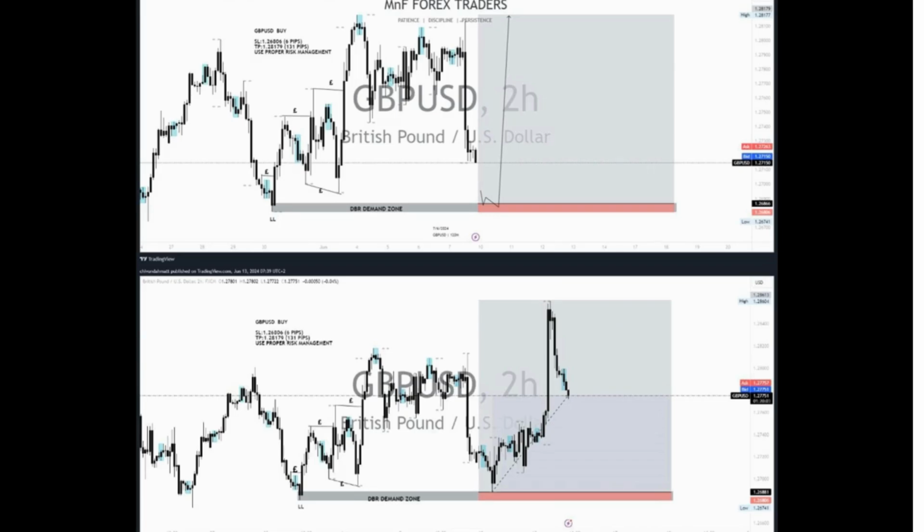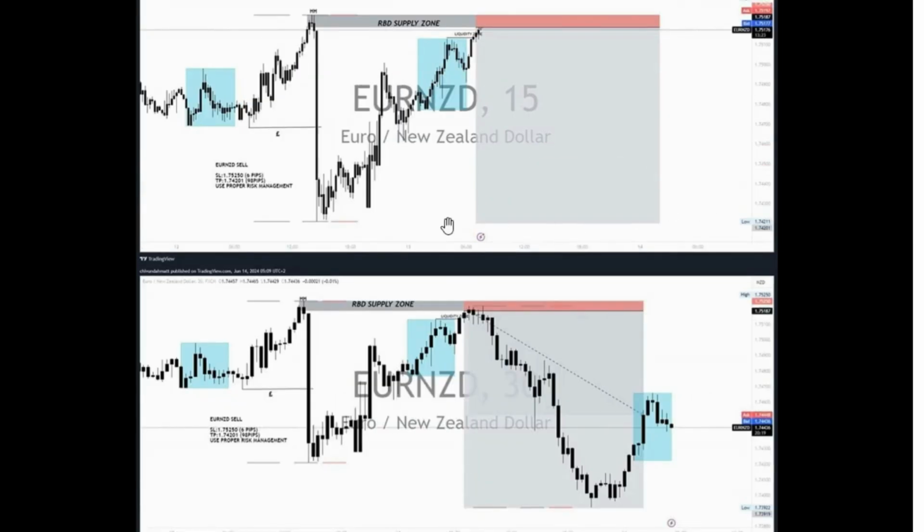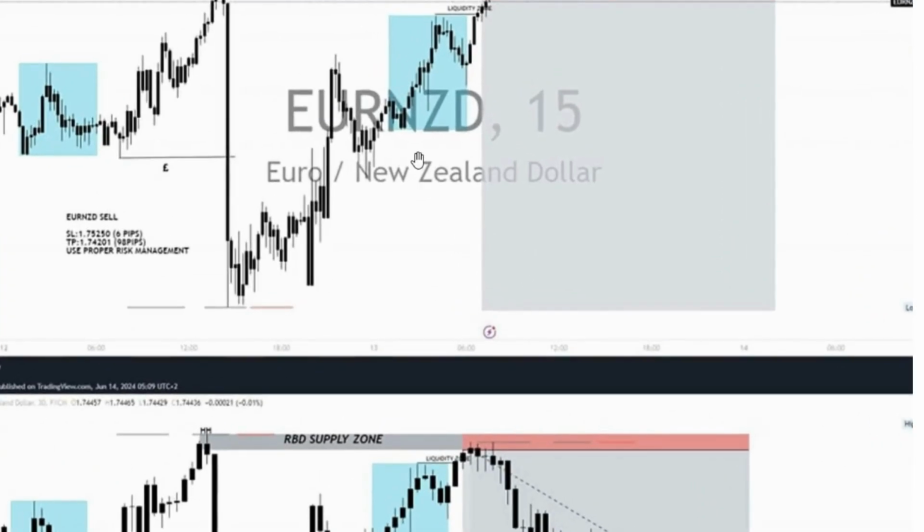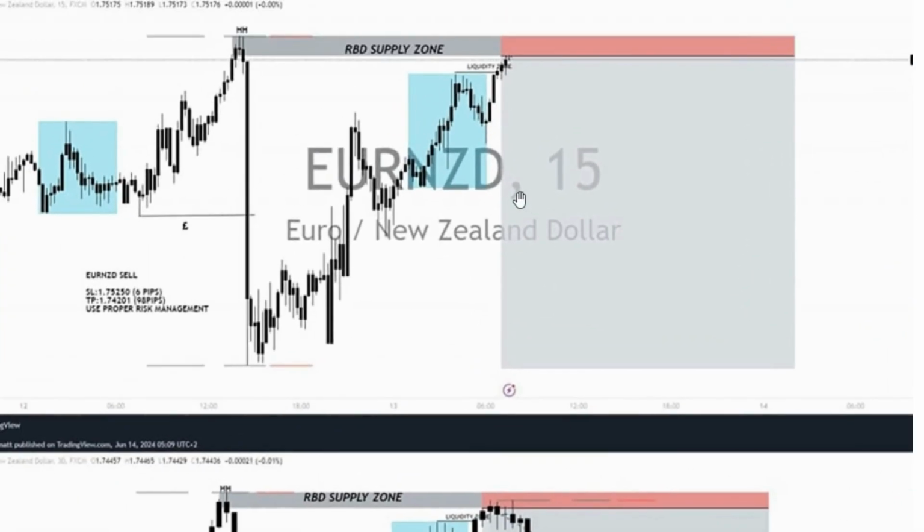Beautiful stuff right here. Let's go to the next one. Let's see if we still have more. The next one was Euro NZD, and you can see that we actually took a similar setup on Euro NZD in the past. So this was a beautiful rally base drop supply with a massive inefficiency candle. Whenever I get to see these kinds of candles, I get excited because I know that there's a higher chance of the market coming back to this area.